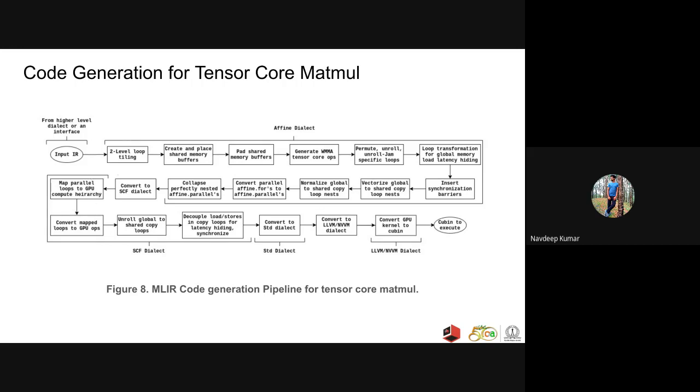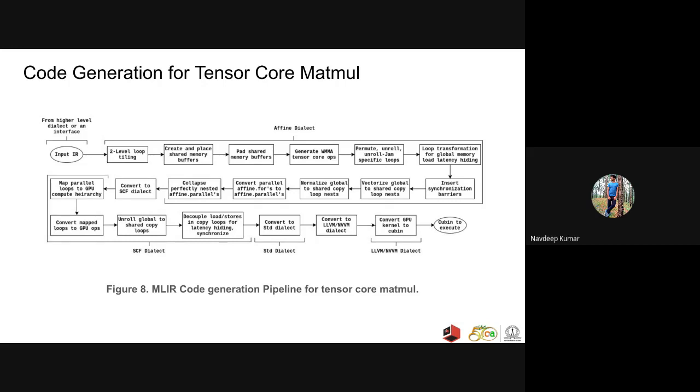After tiling, we create and place the shared memory buffers. These shared memory buffers are then padded. After padding, we need to generate WMMA tensor core ops. Remember that the affine loop nest had scalar operations. Now these scalar operations are mapped to WMMA operations on tensor cores. Then you need to permute, unroll, and jam the loops in a specific order that is necessary for performance. Moving further, you need to do a specific transformation for global memory load latency hiding, which essentially translates to a pipelined main K loop of this matrix multiplication kernel.